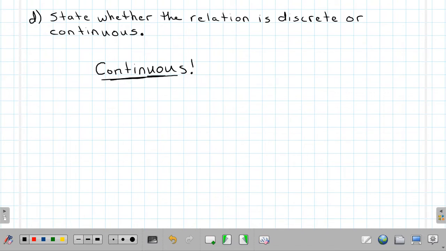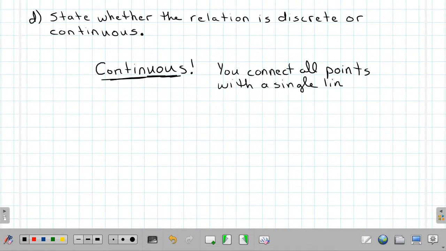Okay. Well, why is it continuous? Well, once again, you connect all points with a single line. Okay. In this case, that single line also gives you a bunch of other points which you cannot count. You cannot count how many points there are. So in this case, you have infinite amount of points.